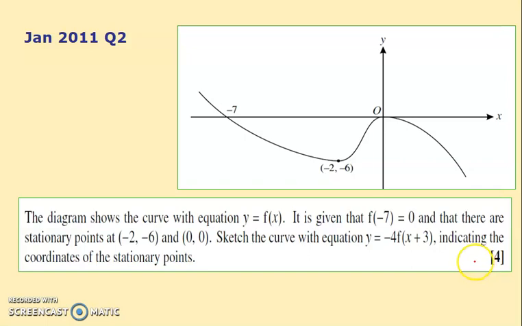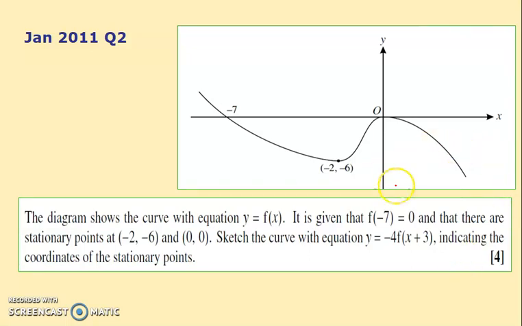Second question. Was it the last one, January 11? Oh, the last one was June 11. This is Jan 11, question 2. So in this paper, they've drawn a function for us. They didn't tell us what it is. That's quite a good way for them to make sure you don't just do it on the graphical calculator if you had one. The diagram shows the curve of y equals f of x.